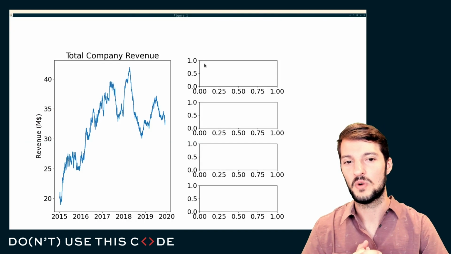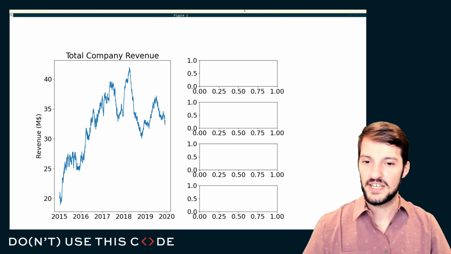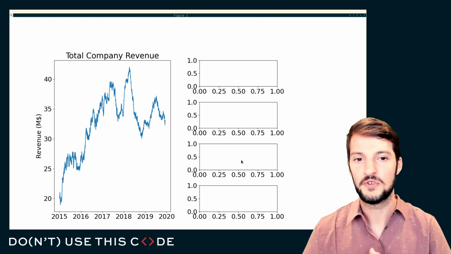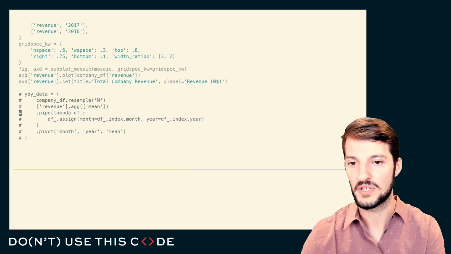And I want to show you what this layout looks like by itself. So here you can see I'm set up. This is just a little bit more exploratory analysis here. I'm drawing my revenue again. I have these 4 blank spots. How do I go about filling those 4 blank spots?